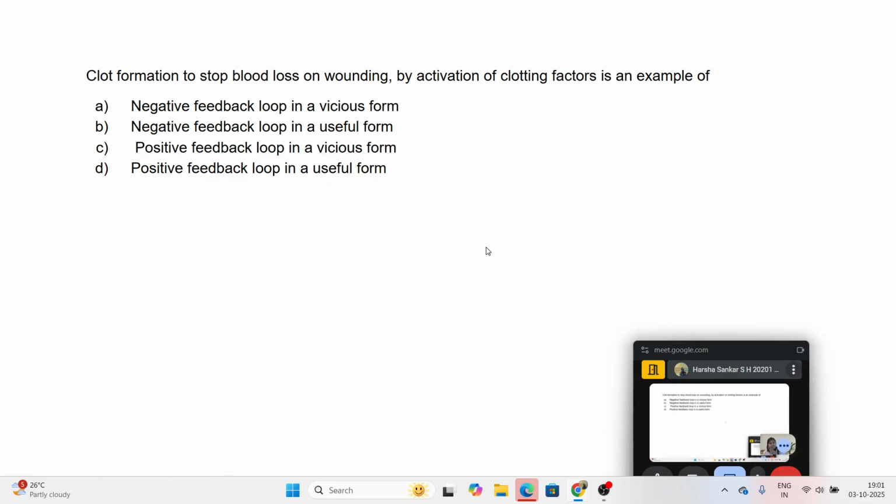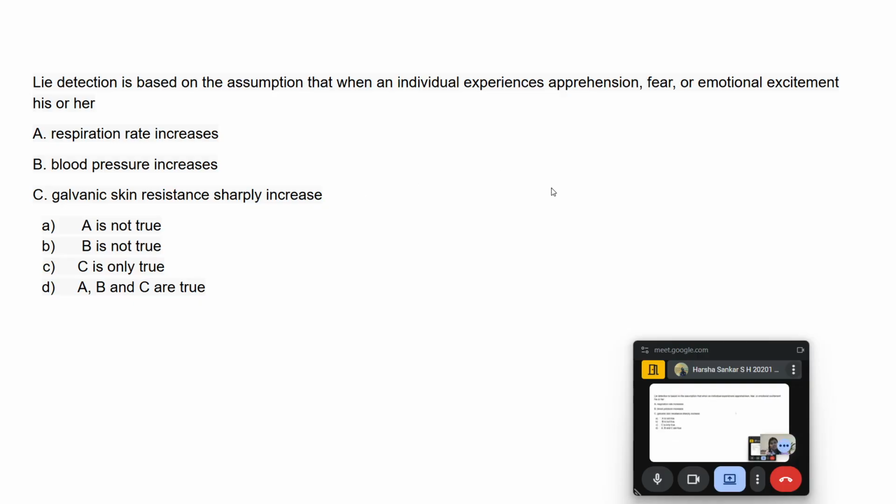So the correct answer is that clot formation is a positive feedback loop. After getting the first signal, more and more things will come and the blood will get trapped. So that is positive feedback. The stimulus is increasing the effect. So it is a positive feedback loop in a useful form. The correct answer is option D.